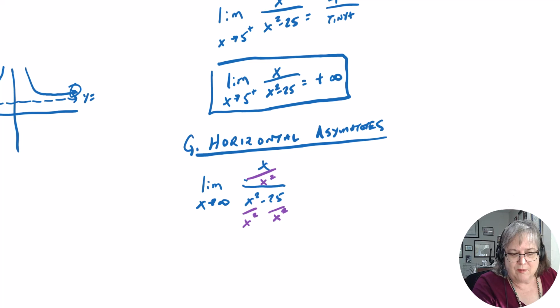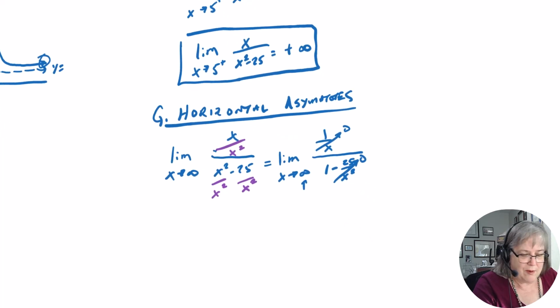And so this would be the limit as x goes to infinity of 1 over x over 1 minus 25 over x squared. And dividing by a huge number, dividing by infinity, this is going to go to 0. This is going to go to 0 a little slower, but still get to 0. So this is 0. So the limit as x goes to infinity of x over x squared minus 25 is 0.